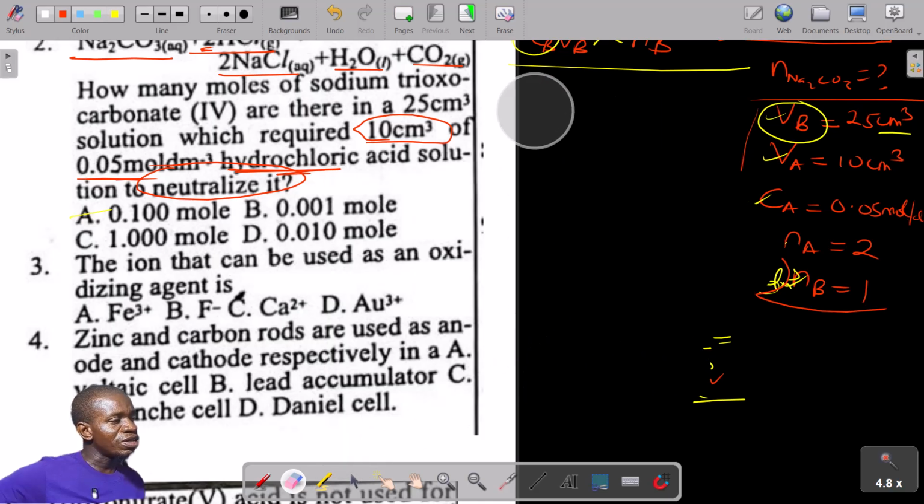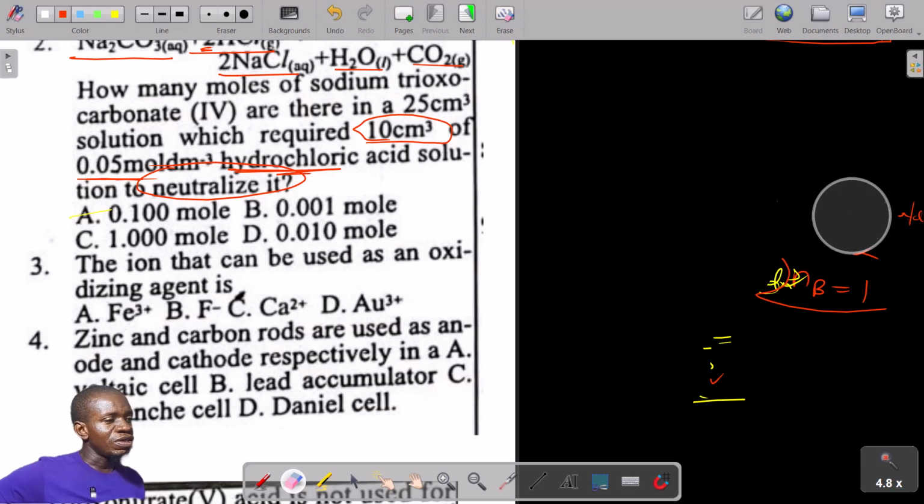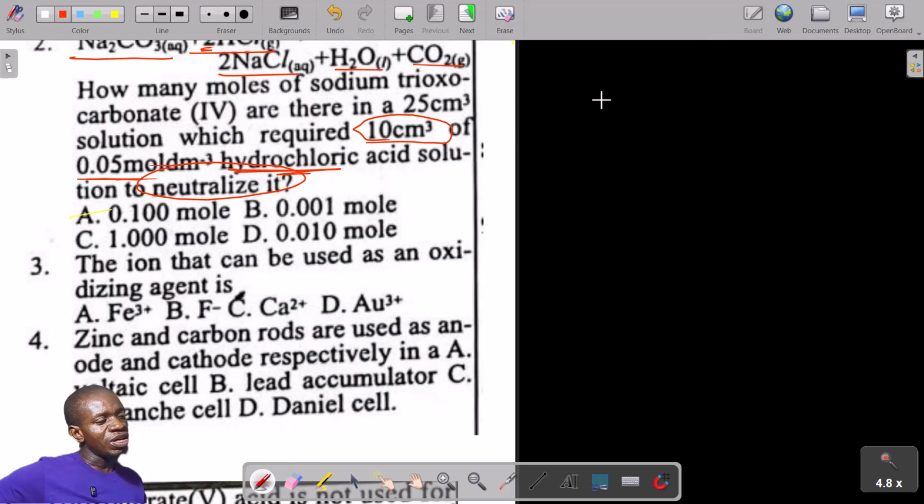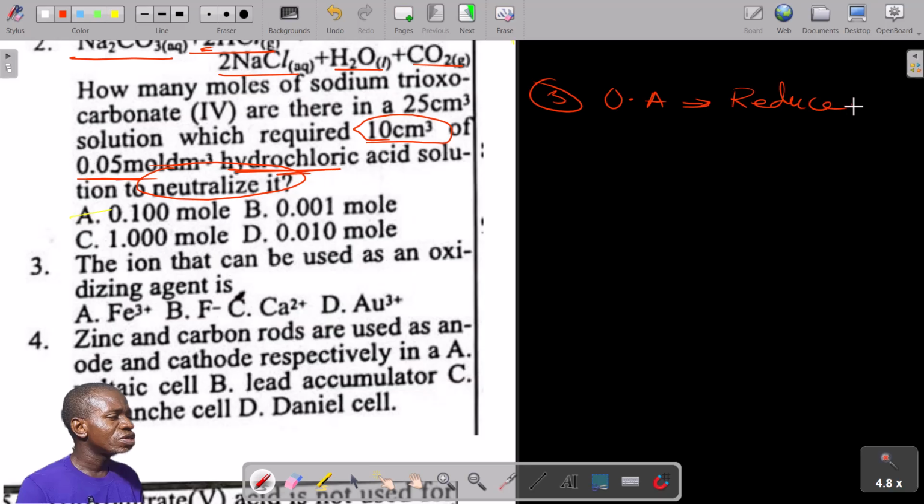If you look at the third question, it says the ion that can be used as an oxidizing agent is what? Now, what you're going to do is, whenever I read any question, you pause the video and see if you can answer it. Look at question number 3. So what's the answer to this question? Oxidizing agents are always reduced. Out of all these ions that I have here, which of them can be reduced?